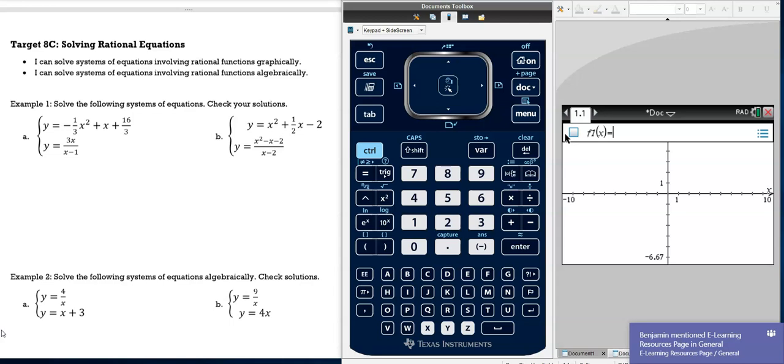So yesterday, we watched a video on solving rational equations, where we had an equation that was equal to something and we were solving for x. Today, we're going to have a system of equations, which means that we have two equations, and we are going to start by graphing both of those equations to find where they intersect.